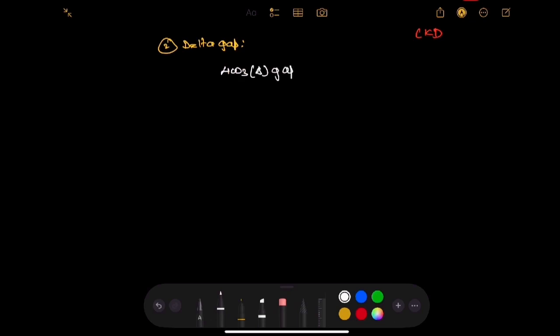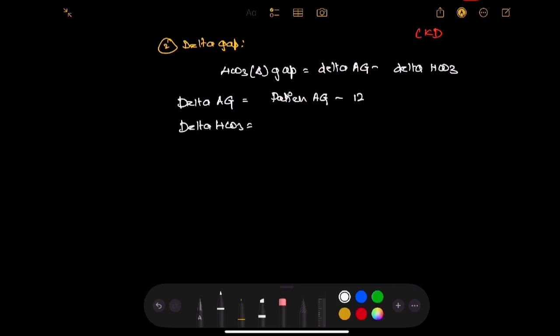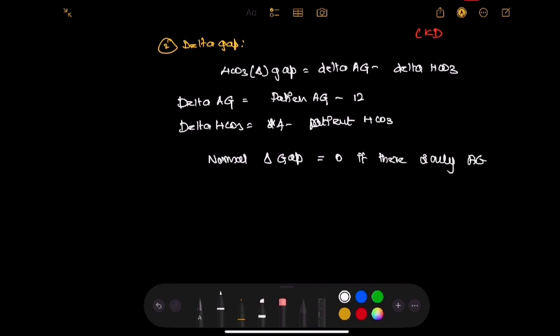The second gap we are going to look at is the delta gap. Delta gap is nothing but the difference between delta anion gap and delta bicarbonate. Delta anion gap is the difference between the patient's anion gap and the normal value of 12. Whereas the delta bicarbonate is the difference between the normal value of 24 minus the patient's bicarbonate. The difference between these two, delta anion gap and delta bicarbonate, will give the value of delta gap. Normally the delta gap is 0.